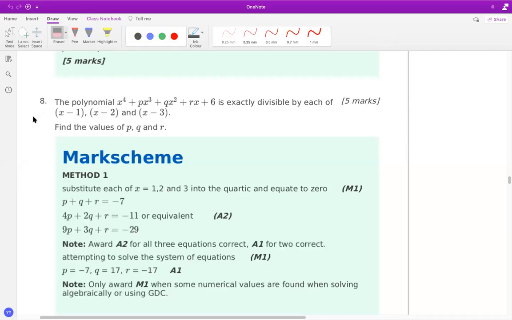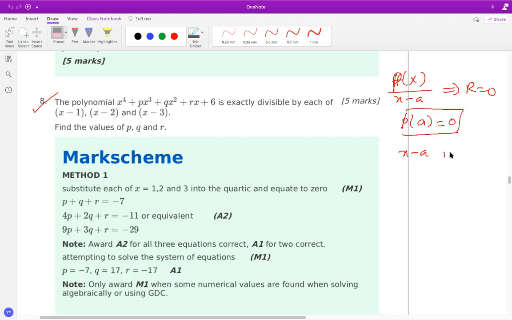Now let's talk about the second question, which is about the factor theorem. The factor theorem is one of the cases of the remainder theorem, where if you're dividing a polynomial p of x by x minus a, and your remainder comes to 0, then we say that p of a is 0 and that x minus a is a factor of p of x.